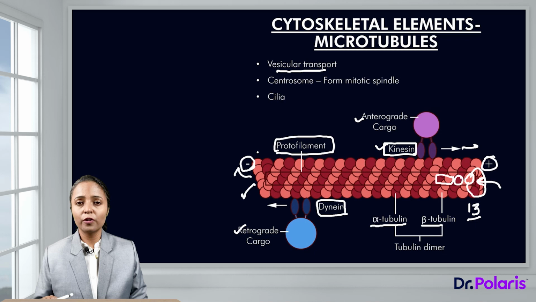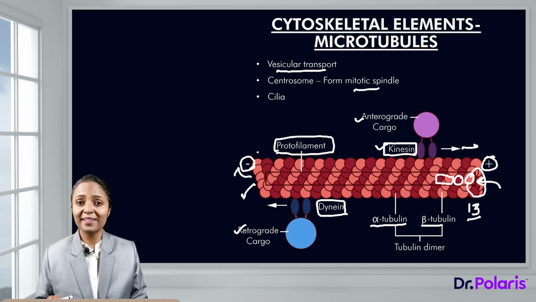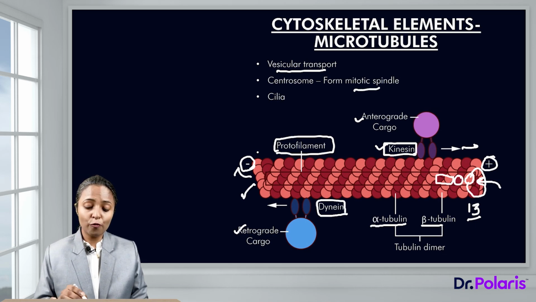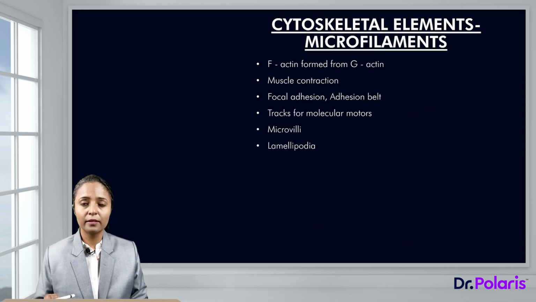The second function of a microtubule is formation of the mitotic spindle in case of the dividing cells, which is happening in metaphase. Then it also forms the cilia. So microtubules are important for vesicular transport, formation of the mitotic spindle, and for cilia.